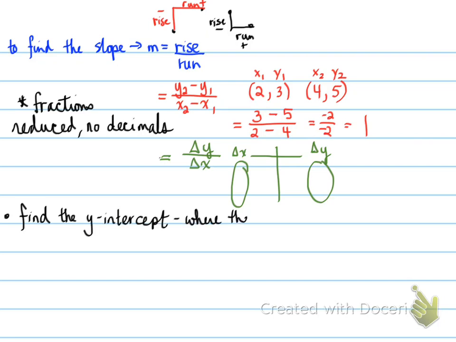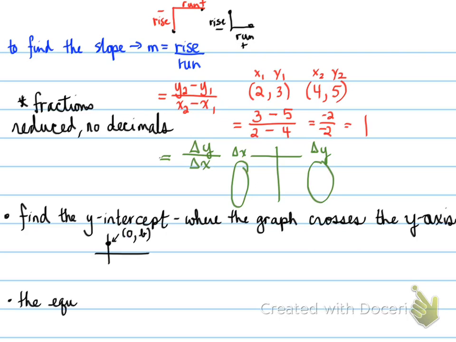Now, to find the y-intercept, you look for where the graph crosses the y-axis. Wherever the graph crosses the y-axis, that is, when x is 0, the y value will be your y-intercept. So, one more time, we look for when x is 0, the y value, the b, will be our y-intercept. The b is the y value of the y-intercept.